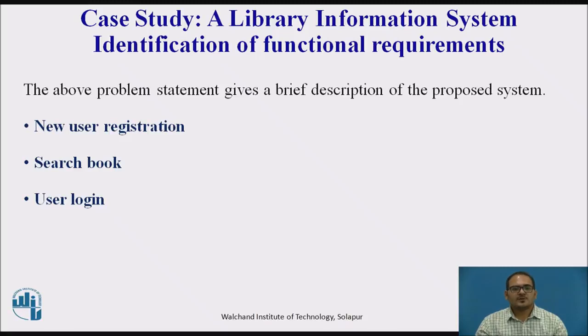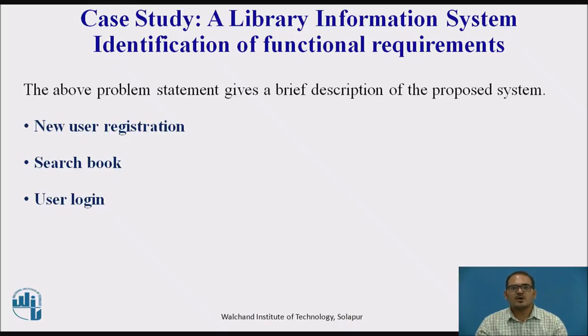The above problem statement gives a brief discussion of the proposed system. Even without doing any deep analysis, we might easily identify some of the basic functionality of the system. That is new user registration, search book, user login. For new user registration, any member of the institute who wishes to avail the facilities of the library has to register himself with the library information system.